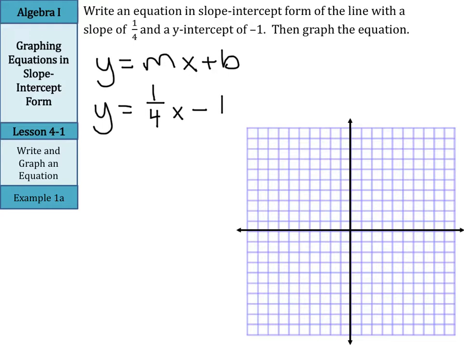Now, with the y-intercept being -1, we can come down and graph a point at -1. The slope of 1/4 means we're going to rise 1 every time we run 4. So when we start at our y-intercept, we would rise 1 and run 1, 2, 3, 4. From that point, we would rise 1 and run 1, 2, 3, 4.